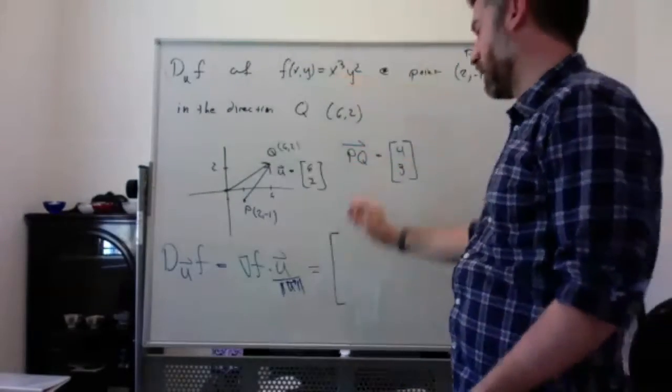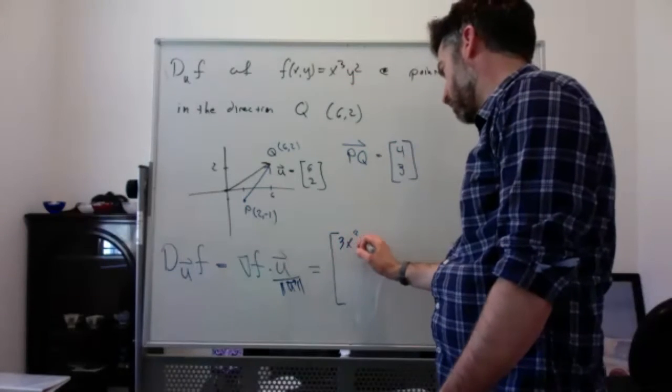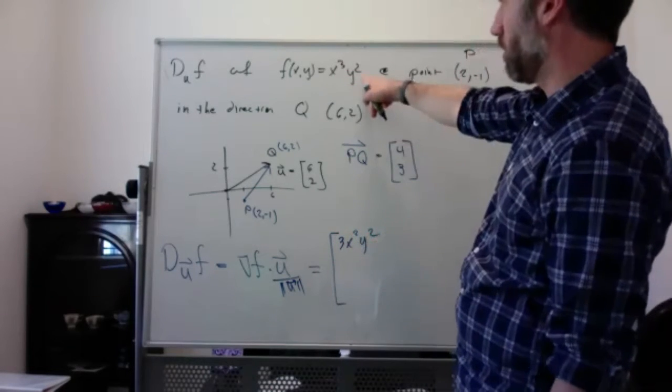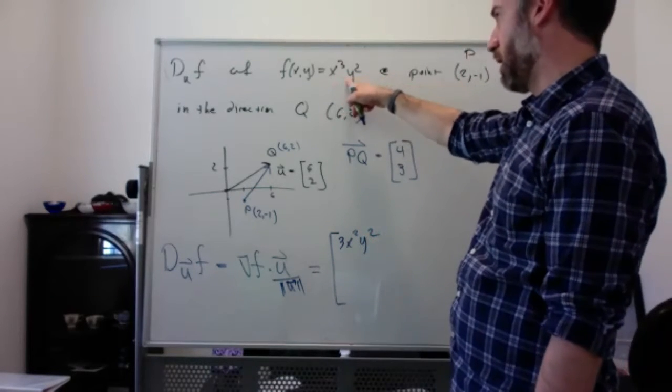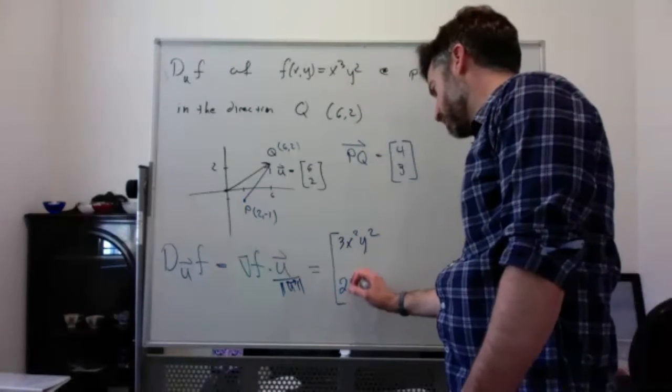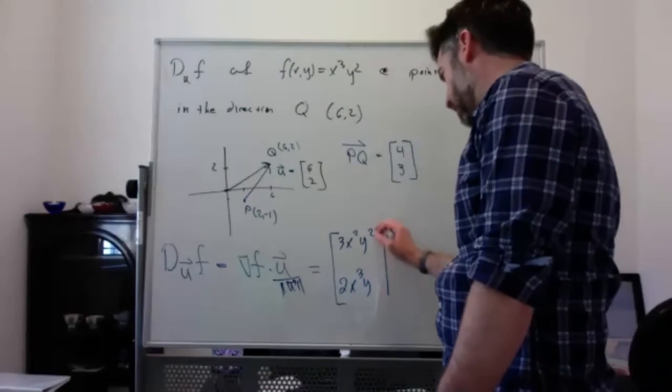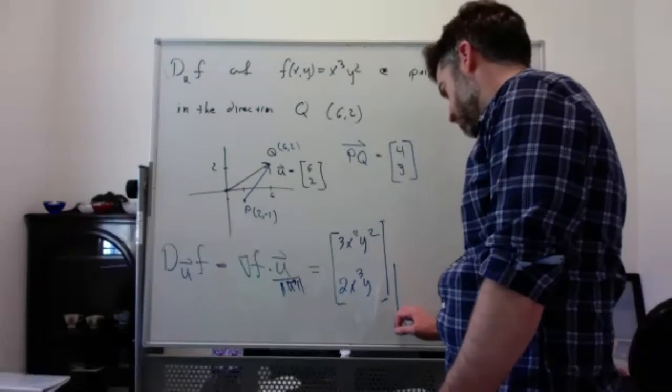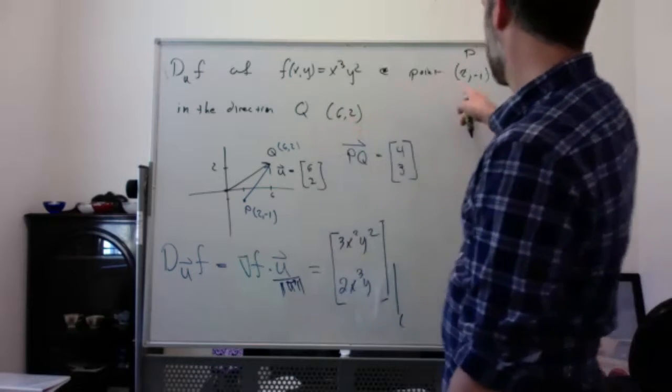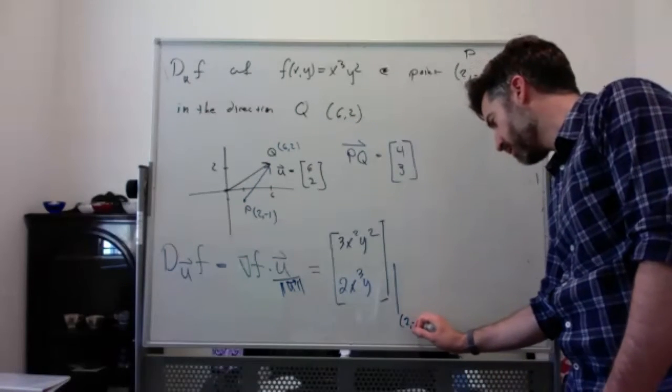So the partial here is actually 3x squared y squared. The partial here is actually x cubed times 2y, so 2x cubed y. Evaluated at, what is it? The point 2, -1.